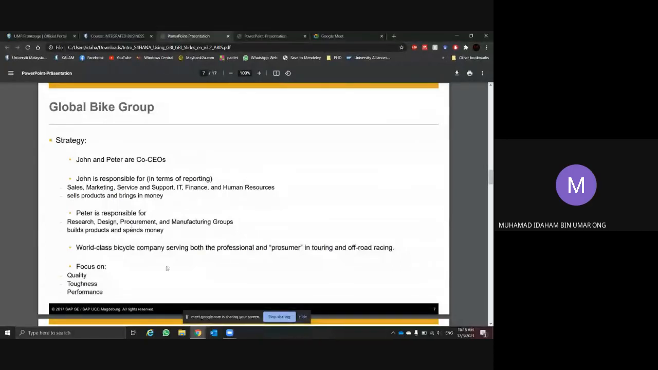Okay, so their business model is basically on the quality, the toughness, and also the performance of the bike itself. They are doing something on touring and also off-road racing. So hopefully you can do a quick look up from your side on the difference between a touring bike and an off-road bike.